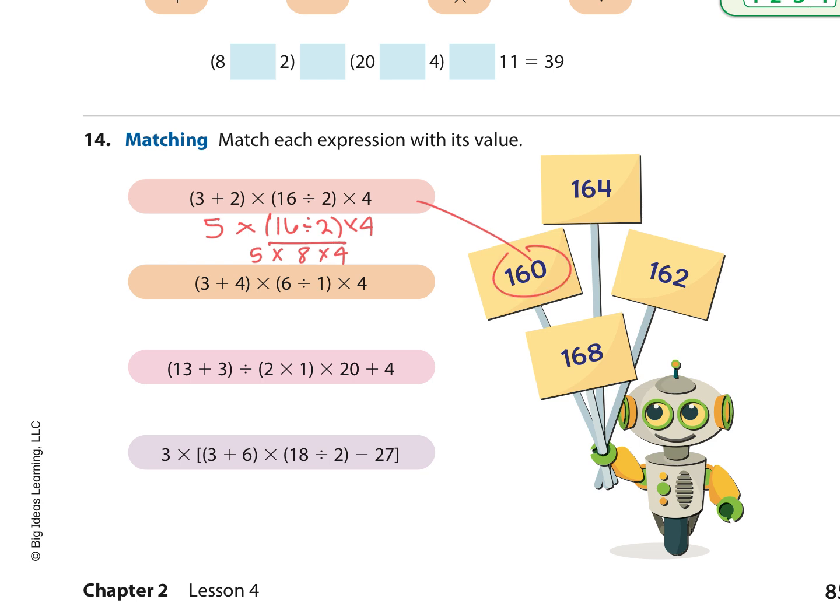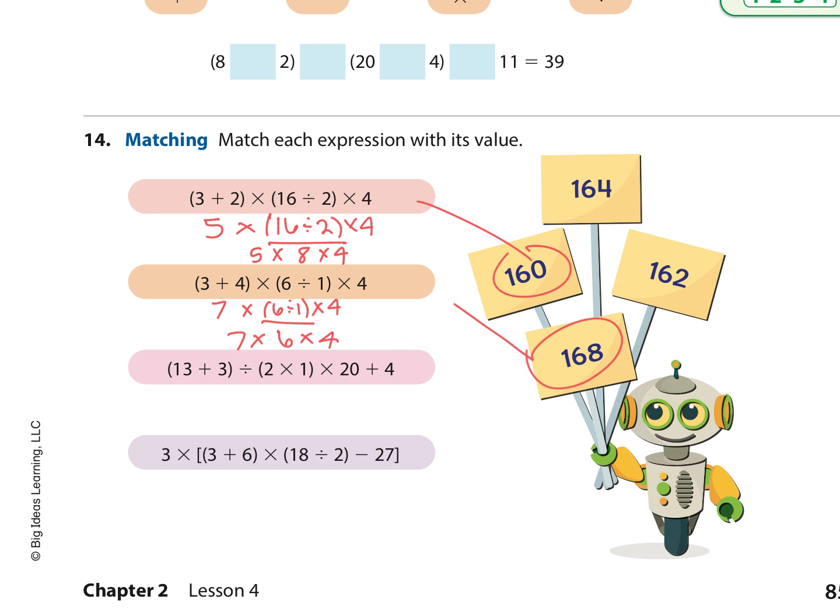Okay, the next one, 3 plus 4 is 7 times 6 divided by 1 times 4. The next step would be the 6 divided by 1, which is 6. And then I'm left with all multiplication again. So I'm going to do 7 times 6 times 4, and that's going to total up to be 168. 7 times 6 is 42, and 42 times 4. That's why it's an 8 there. Some of y'all, I think, maybe accidentally added the 2 plus the 4 to get 6. Maybe that's how you got 6.